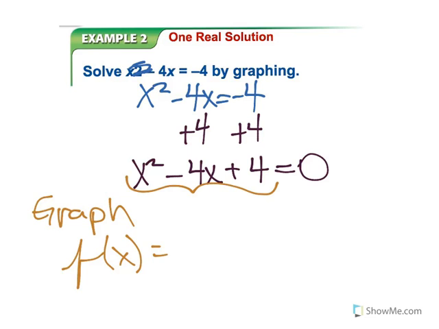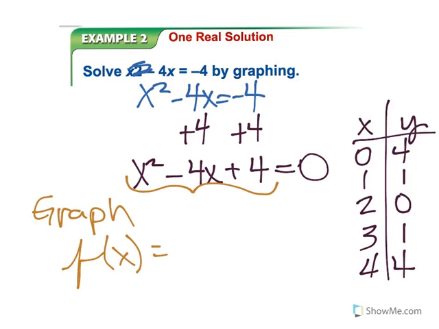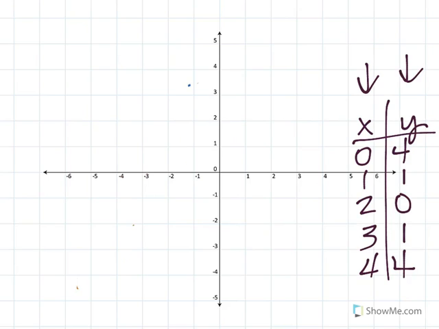Another option, you can actually make a table of values. So here's my table of values, and what we'll do is we will actually graph this. And the way I got these values, I just picked random x values, and then I plugged them into my original equation to get my y values. So now let's graph our points. 0, 4, 1, 1, 2, 0, 3, 1, and 4, 4.